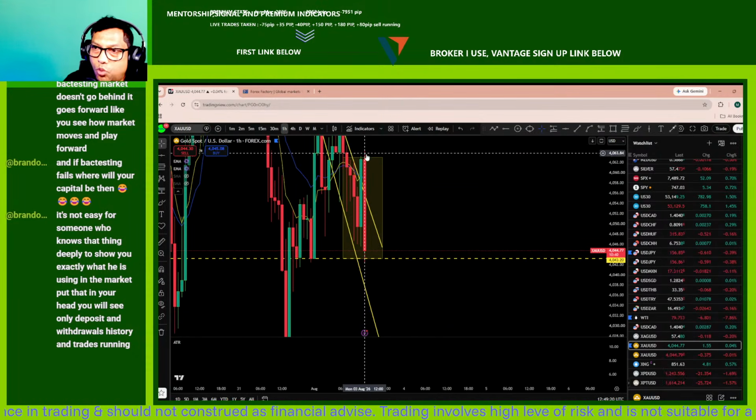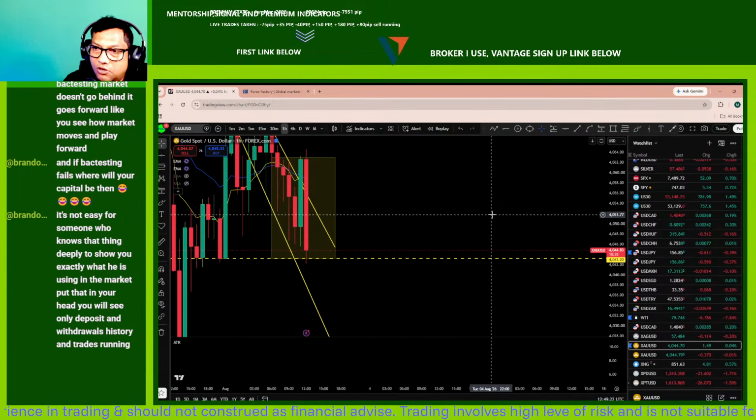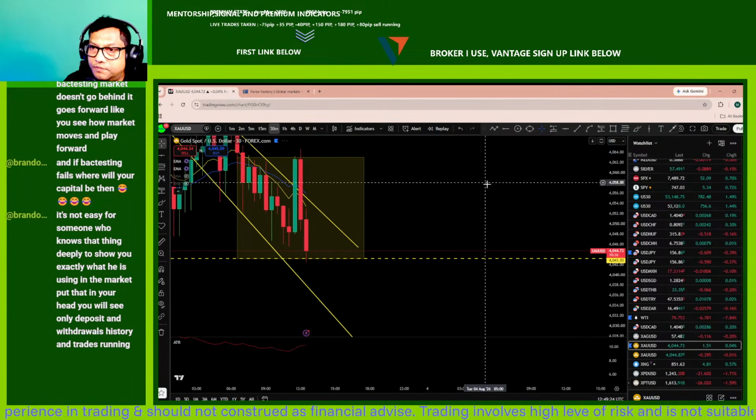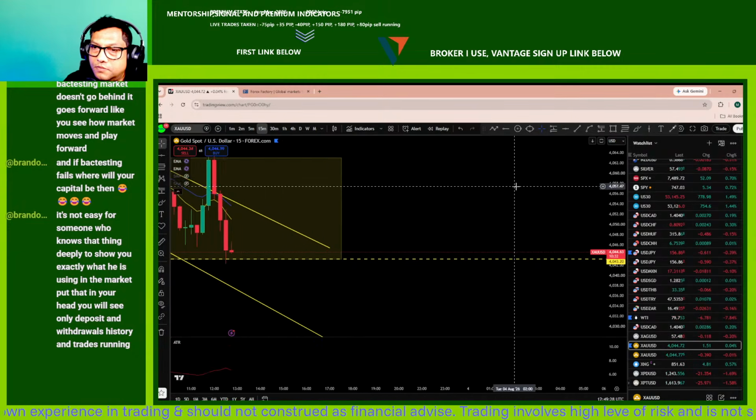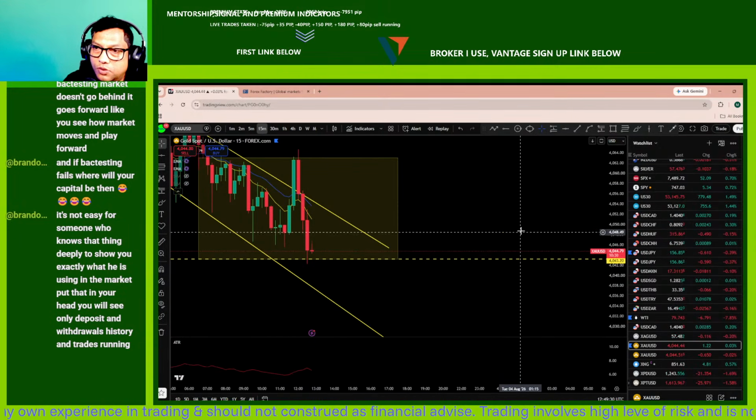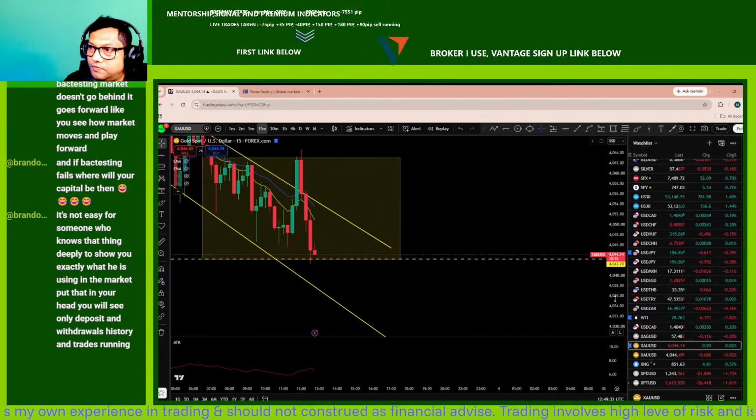Here, on the 1 hour, there is a long bearish engulfer, showing that the market is maintaining its downtrend.